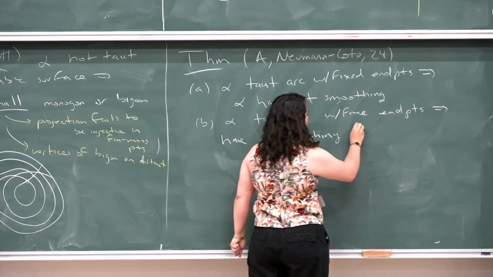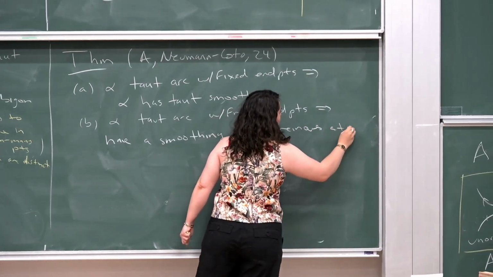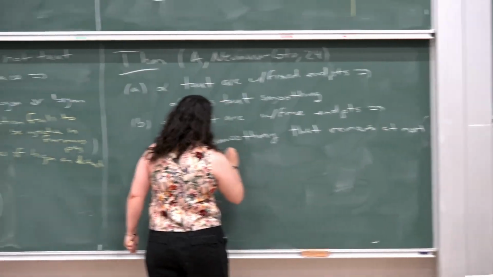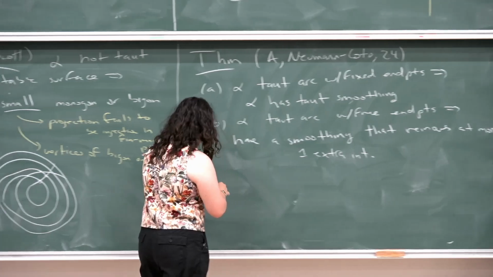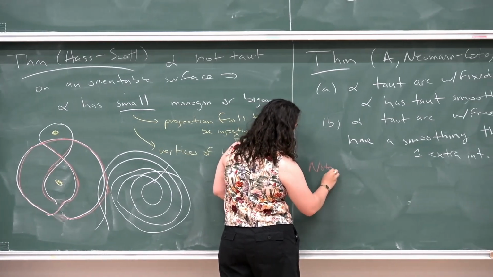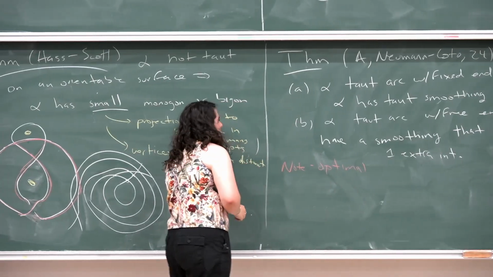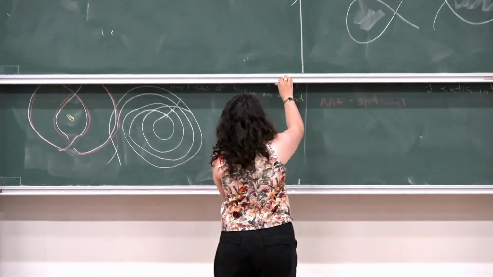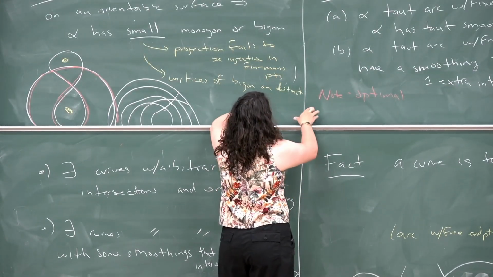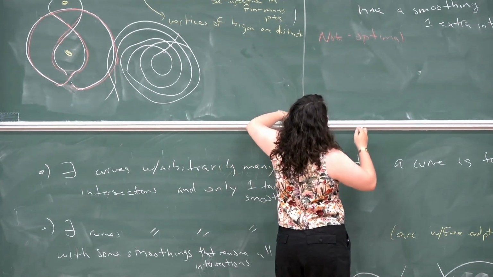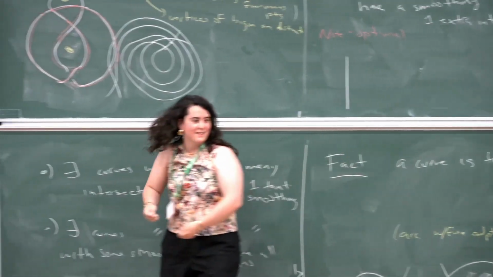Let me write it like this, a smoothing that removes at most one extra intersection. And this is optimal, so let me make a note of that. So here's an example. Let's see, can I draw this by hand? Oh, why not?